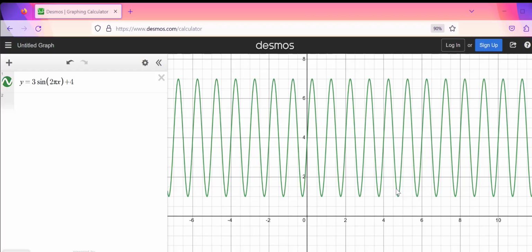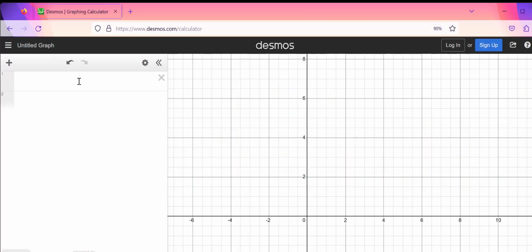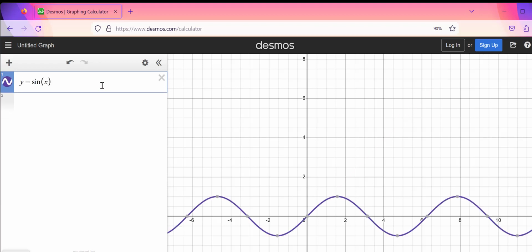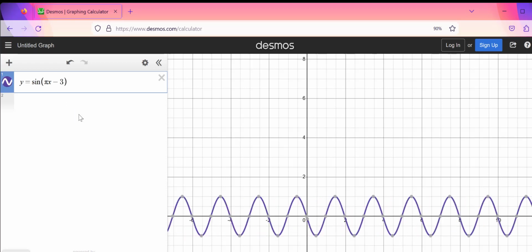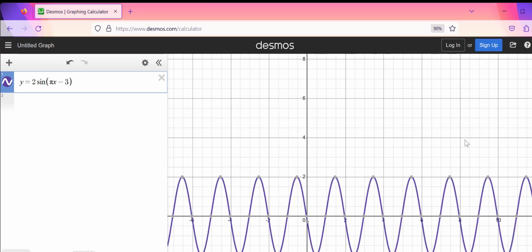Okay, so we're back in Desmos and let's just start off nice and gentle here and build up our model. So first of all, y equals sine of x. Okay, everything's working. That's lovely. Now, in this problem, we had a pi x, and we have pi x minus 3 in there. And we had a 2 out in front here. So there is our graph.